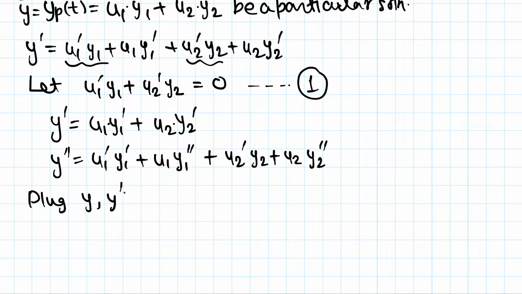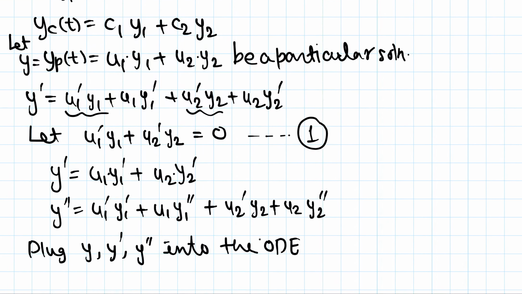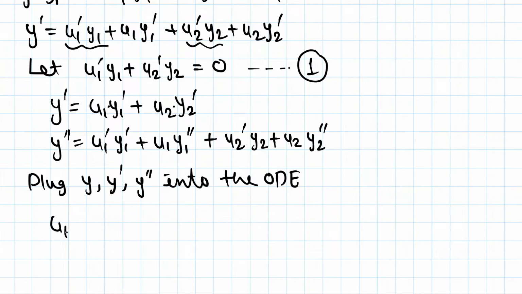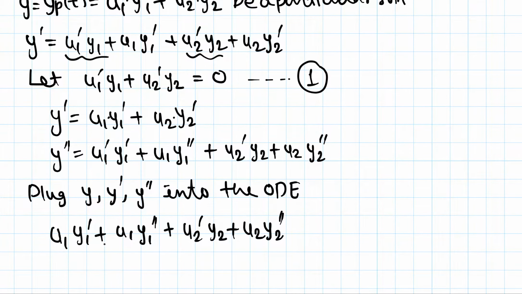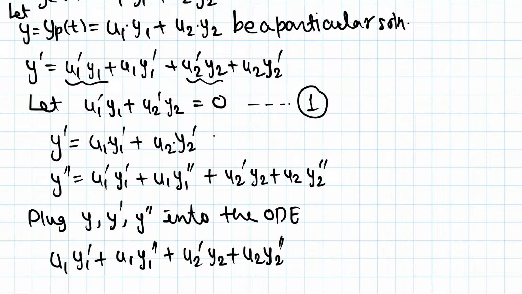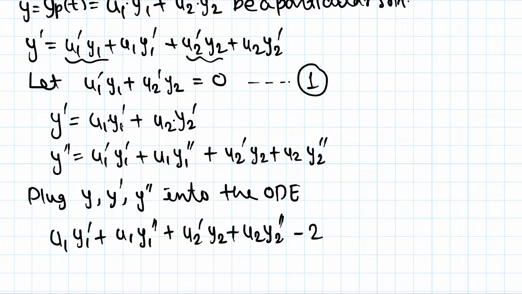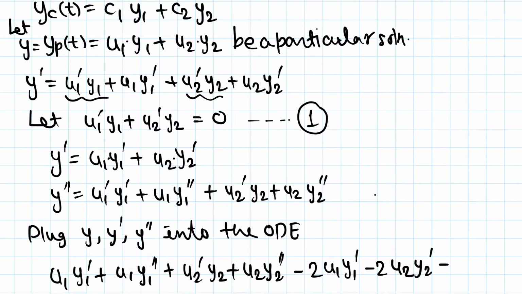Plug y, y prime, y double prime into the ODE, the differential equation, which is y double prime, which is here, u1 prime y1 prime plus u1 y1 double prime plus u2 prime y2 prime plus u2 y2 double prime. Then minus 2y prime, so we multiply this by negative 2. So negative 2 times this u1 y1 prime, minus 2 times this, because we need to distribute negative 2, u2 y2 prime. Then what is the third term? Plus y.